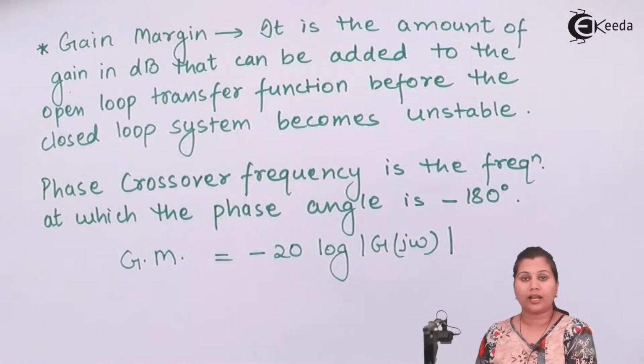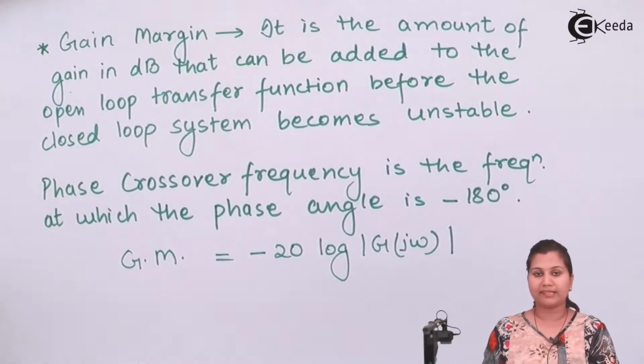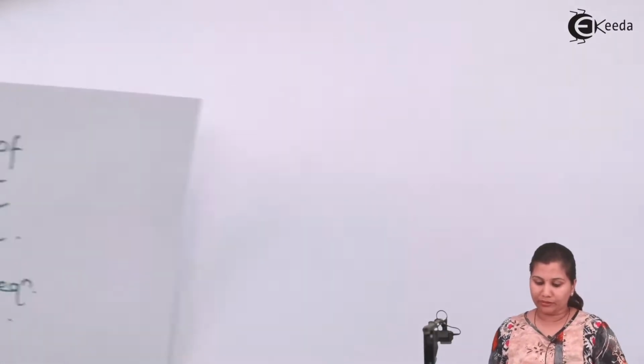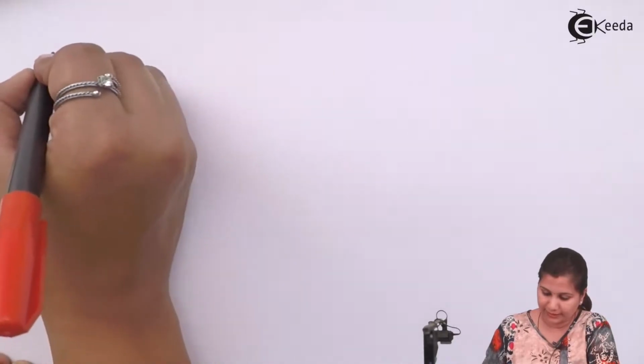Now, these phase margin and the gain margin also define the stability of the system. How? Let's see. If the system has a positive gain margin and a positive phase margin, then the system is stable. If it has negative gain margin and negative phase margin, then the system is unstable. And if it has zero gain margin and phase margin, then the system is marginally stable. Let's see how. Let's write.